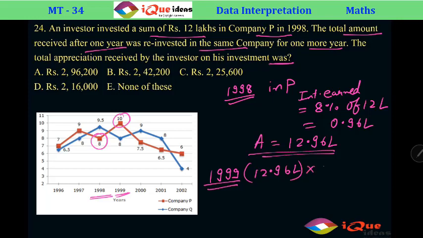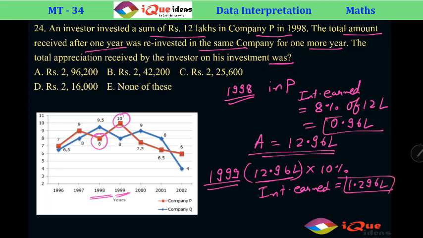So into 10%. So this will be interest earned. In this case, interest earned, see, the investment amount is 12.96 lakh now. So interest earned will be 1.296 lakh. Right? So earlier it was 0.96 lakh earned in the previous year, and the second year 1.296 lakh. So what is the total interest of 2 years? Total of 2 years interest will be equal to, add these two values, right?